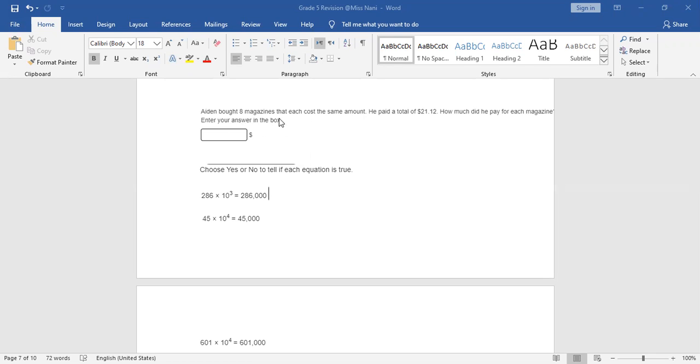So he bought 8 and he paid a total amount of $21.12. So of course I'm going to divide 21.12 divided by 8. What do you think? You can estimate, so it is 2.64. You can do it by estimation also. So it is $2.64 for each one.